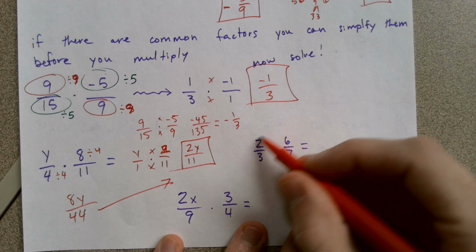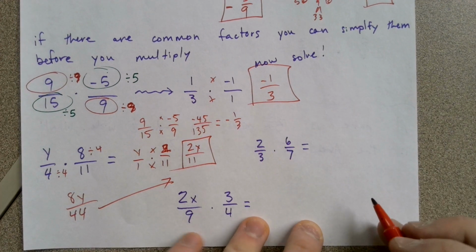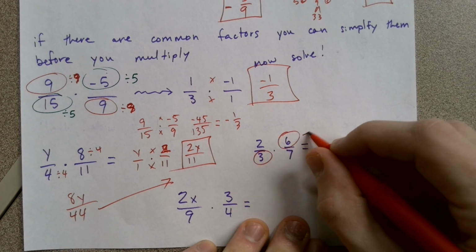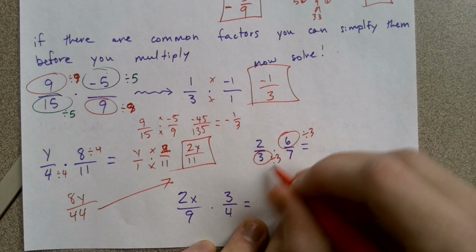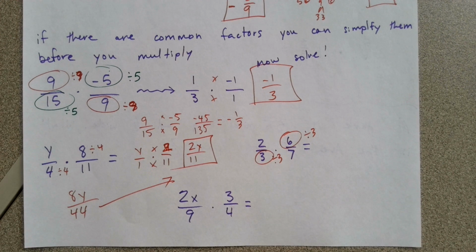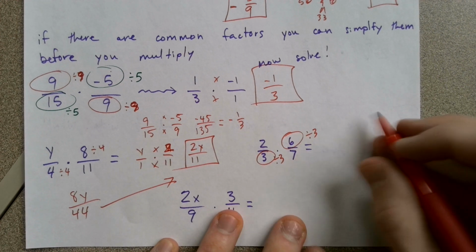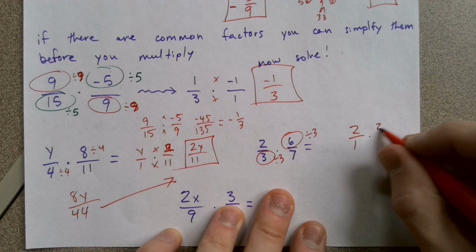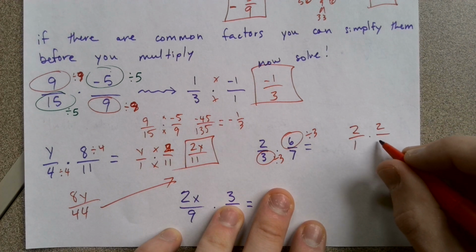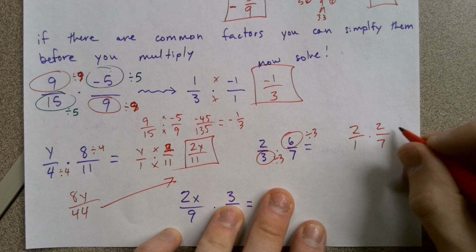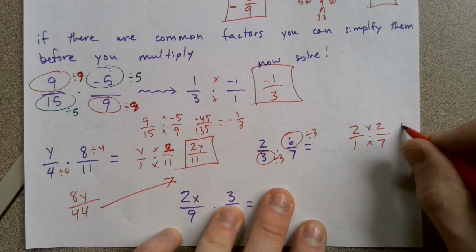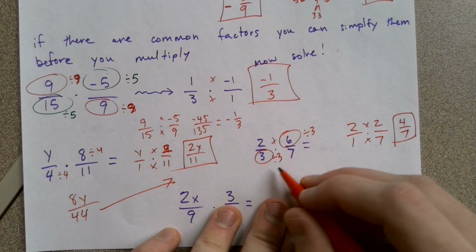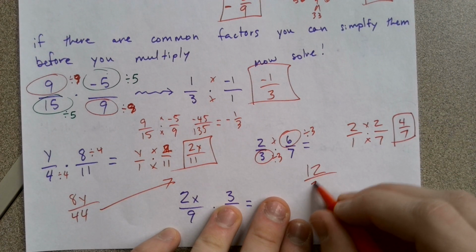Looking at this one, I'm seeing what I might be able to simplify here. I notice this 3 and this 6 can both be divided by 3. So let's do it. That's going to leave me with 2 over 1 times 2 over 7. Multiply across the top, across the bottom. 4/7, simplest form. Otherwise, if we'd done this regular, we would have gotten 12 on top, 21 on bottom.